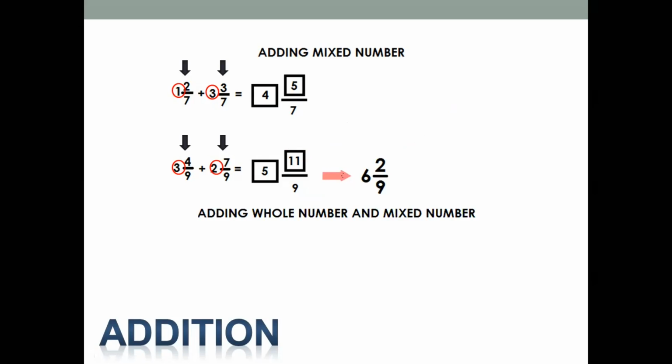Next, adding a whole number and a mixed number. This is so easy, guys. If you see a whole number added to a fraction, you can directly put the whole number into our mixed number. So the answer is 5 and 1/2. Any whole number added to a fraction, you always just copy or combine those two. So 5 and 1/2.